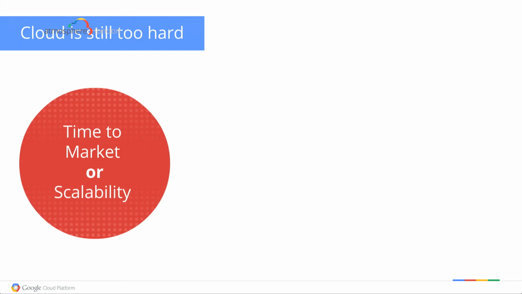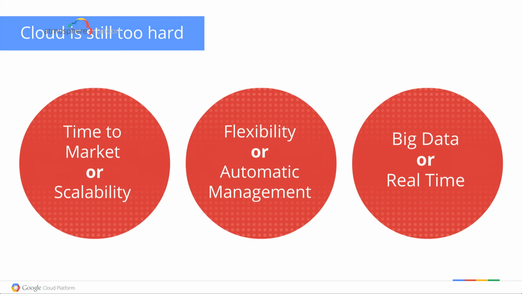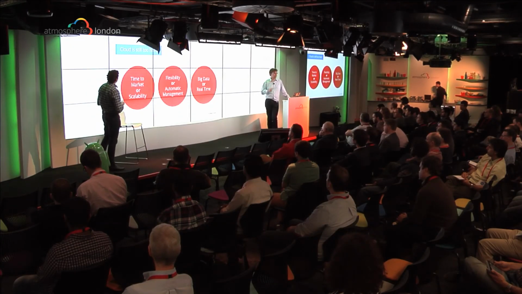You have to make choices. Do I want to very quickly build something to have a low time to market, or do I want something that will be scalable if I get to the success that I hope to have? Do I want to have the flexibility of running a virtual machine and controlling everything, or do I want the automatic management of having Google look after that for me? Do I want to have big data where I'm processing petabytes of information, or do I want to be ingesting that information in real time and able to respond to it quickly? These are all choices, points on a line that you have to think about today.